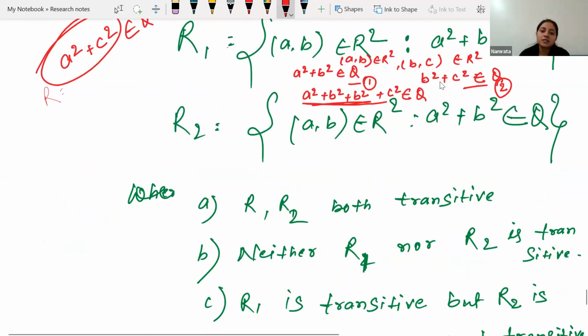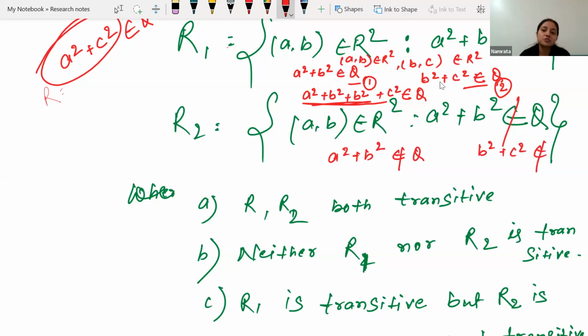Similarly, for the other case, a square plus b square doesn't belong to rational numbers, and b square plus c square doesn't belong to rational numbers. If we add two irrationals, we will be getting irrational. We will add a square plus b square and b square plus c square, all together these two conditions. So we are getting a square plus 2b square plus c square, which is not rational. It's irrational.